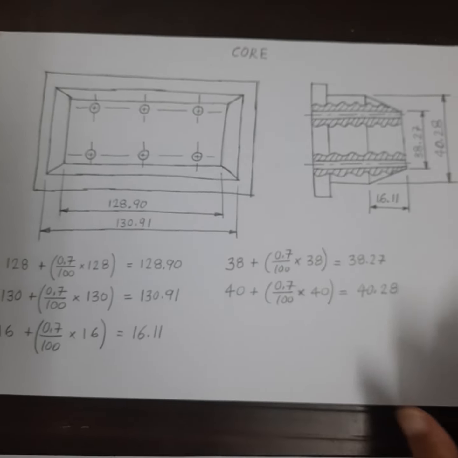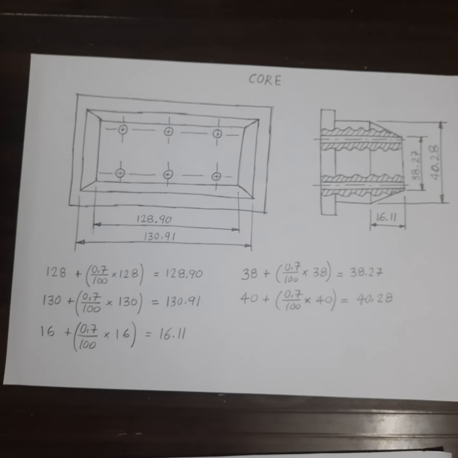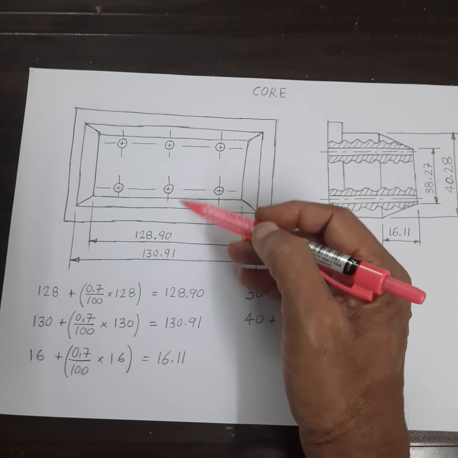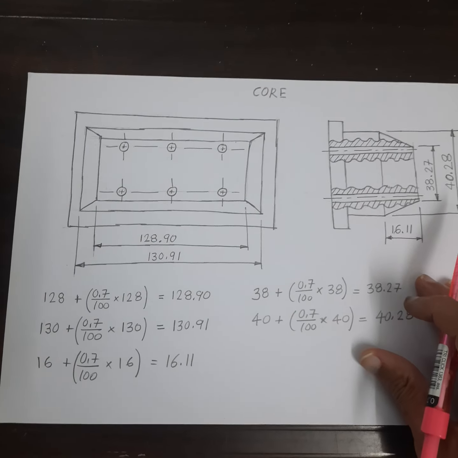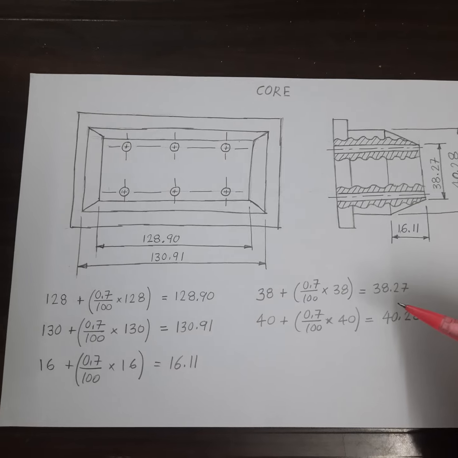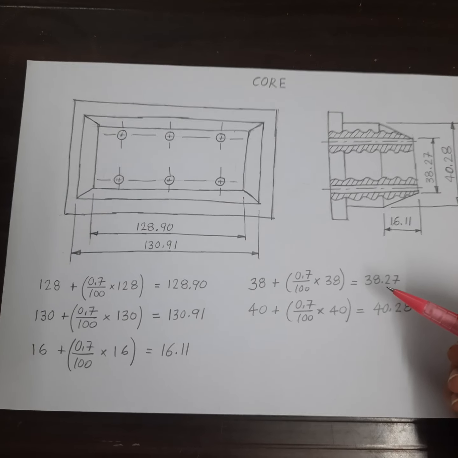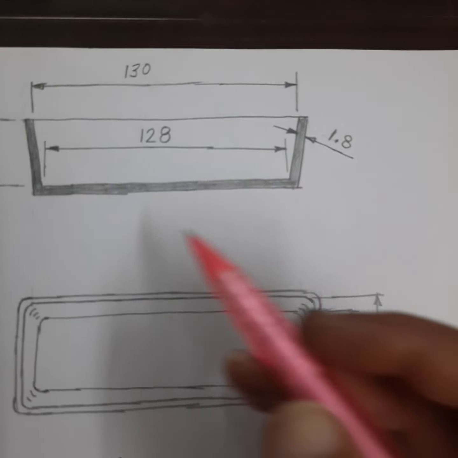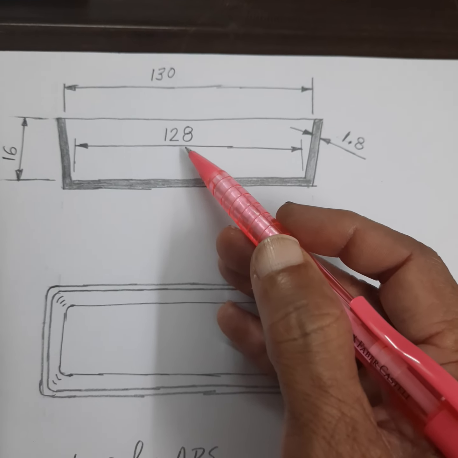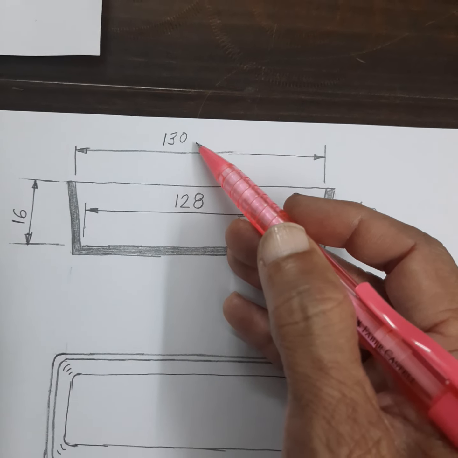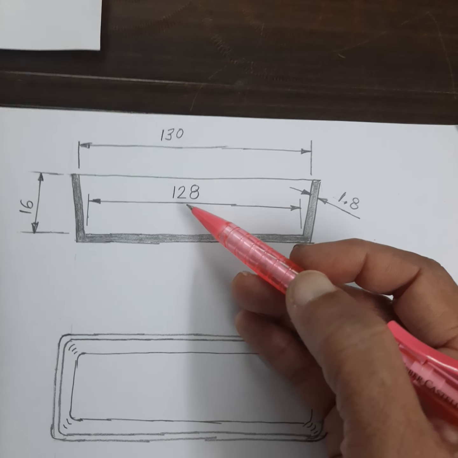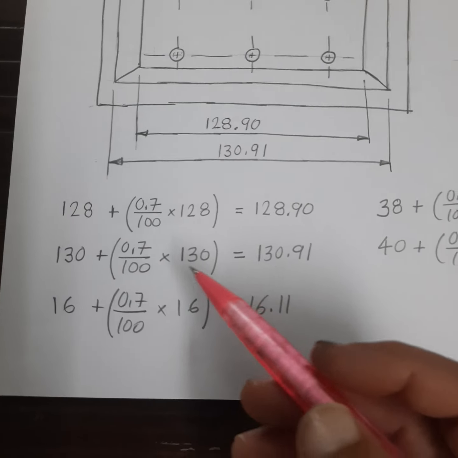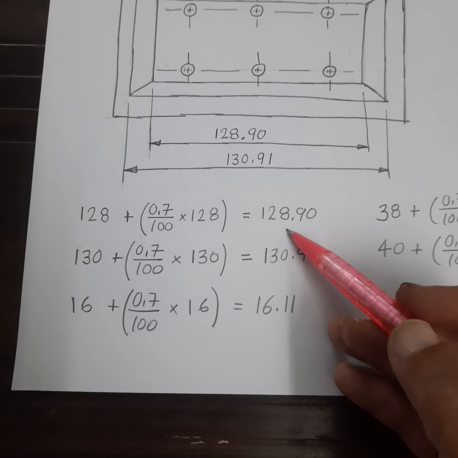So now this is the part drawing of the core. We have 6 holes for operating the ejector pins during the ejection cycle. As per the drawing, this dimension is 128. This is 130. So we have to account for 0.7% of shrinkage allowance. Accounting for 0.7% of shrinkage allowance, this dimension comes to 128.9.